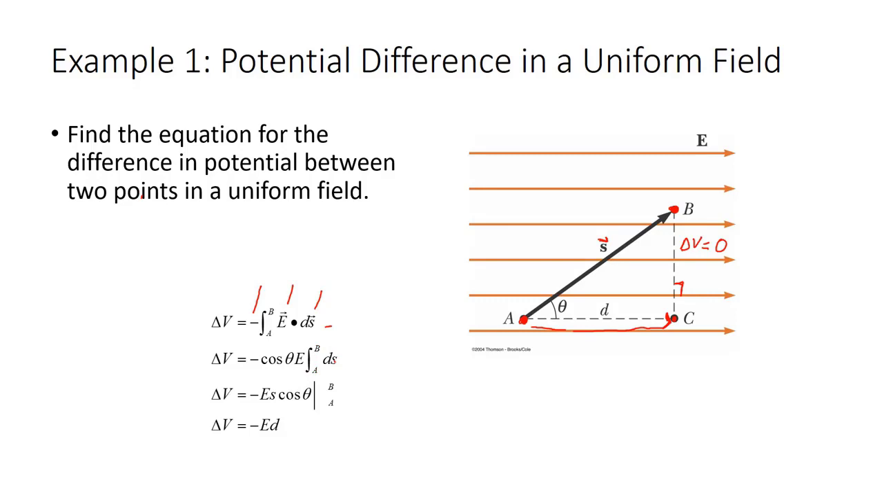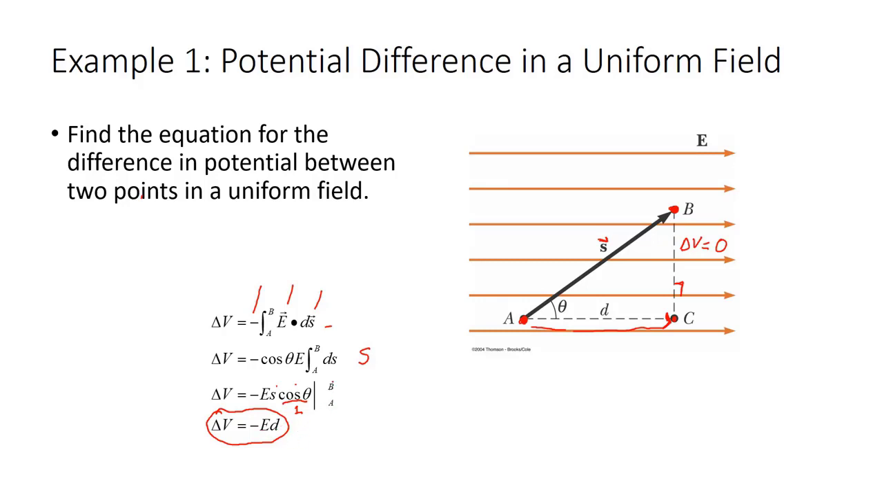Integral a to b of ds, so that integral is just going to be s, which is the result that we have down here, magnitude E, magnitude s, cosine theta, as we go from a to b. However, cosine theta is equal to 1, because theta is equal to 0. Which just leaves us with the result, delta V is equal to negative E times D.